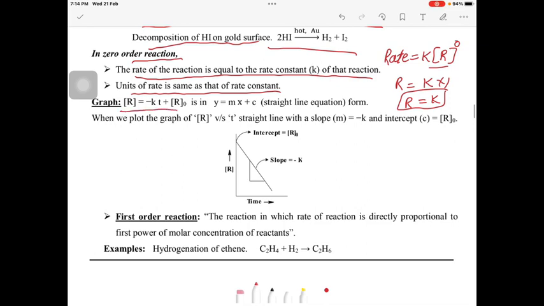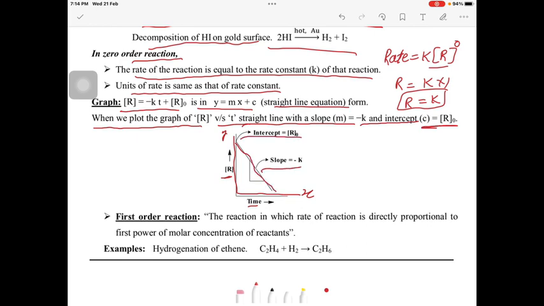Graph: [R] is equal to minus kt plus [R]0, or consider it as y is equal to mx plus c, a straight line equation. We plot a graph of [R] versus time t, a straight line with a slope m, that is minus k, and intercept c, [R]0. So graphical representation: on x axis time, on y axis concentration of reactant. Then we will get a straight line with negative slope. Intercept is [R]0, slope is minus k.